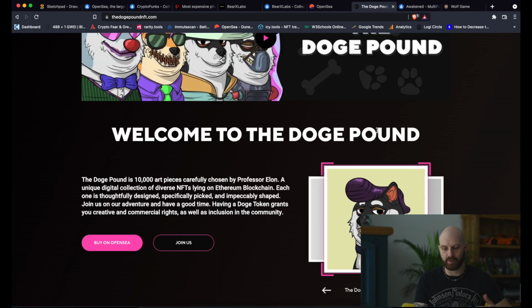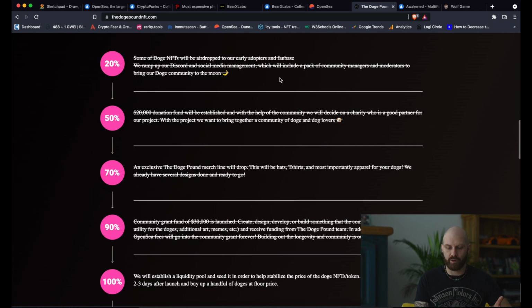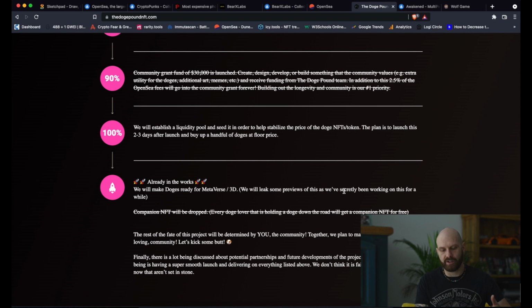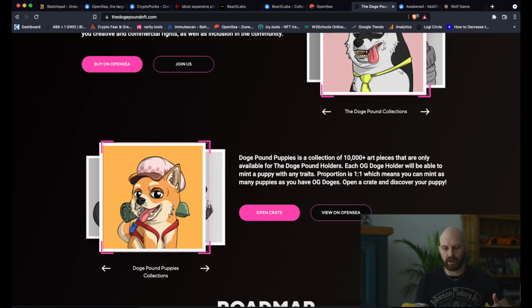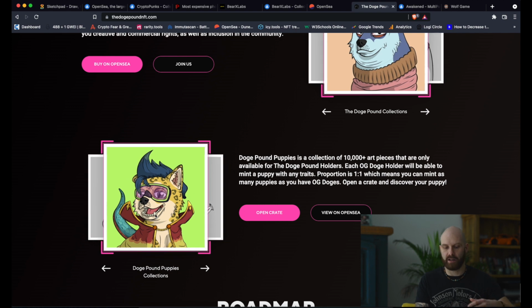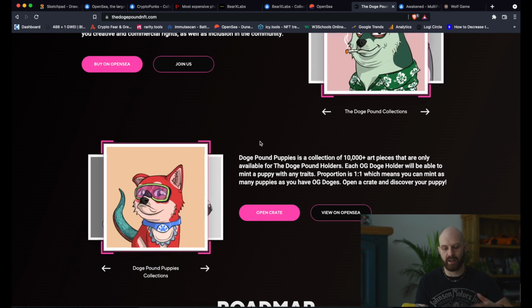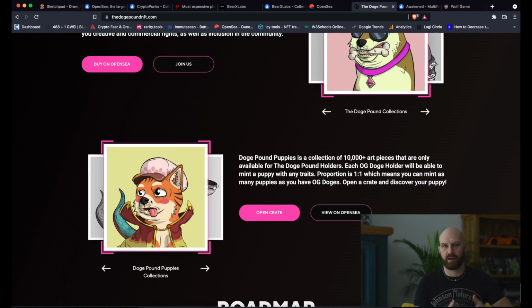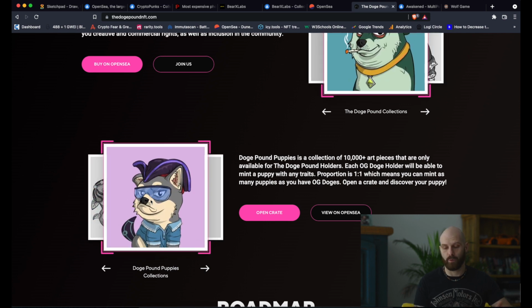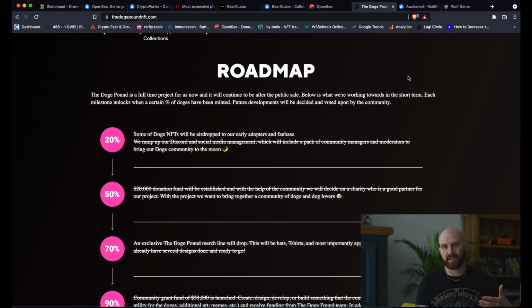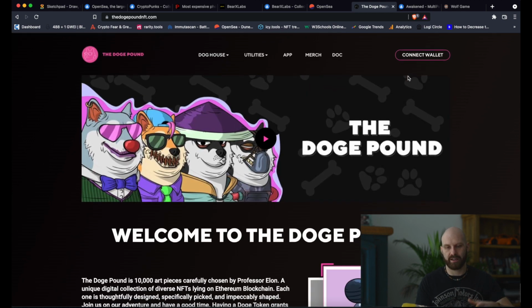Then you have something like the Dodge Pound, where you also get this image of a doggy, but also if you look at the roadmap, this project is continuously evolving. If you had a Dodge, you could then get Dodge Pound puppies, and you could sell those, of course, for much less than the actual Dodge Pound, but still, there were additional NFTs you got for free if you held one of those. Over time, there will be a launch pad and so on, so there's a lot of utility attached to this project. And it's also a very popular project, which means that it is valuable and it will likely remain valuable.